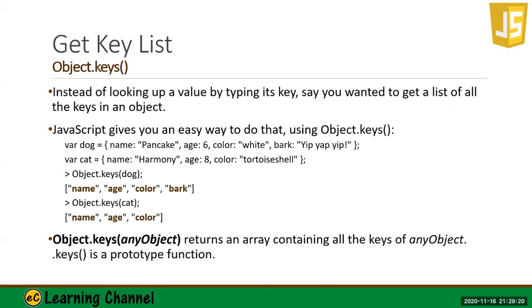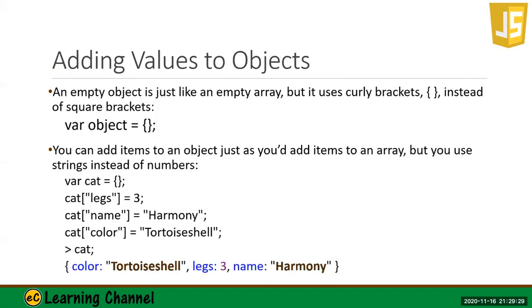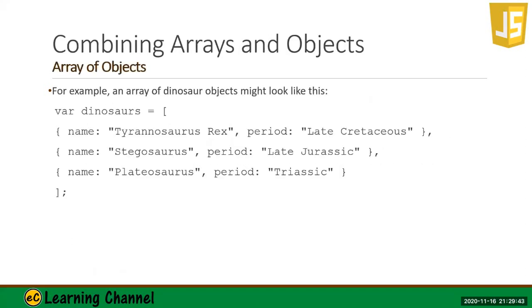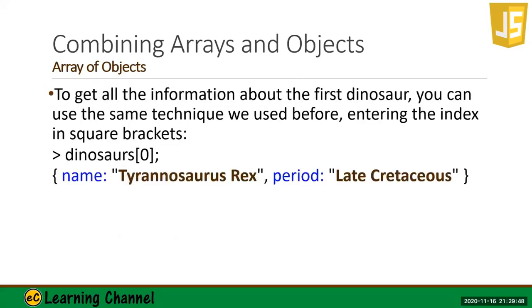So you do Object.keys from the doc, and you will get all the keys. With values, you get all the values. We talked about it already. And we can add more data fields to it at any time. We know this one. Combining the array and object, we know about this one too. Should be fine.